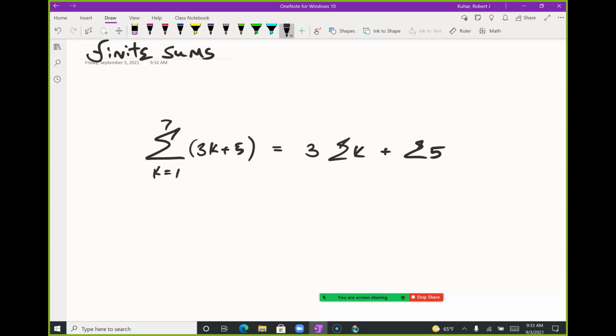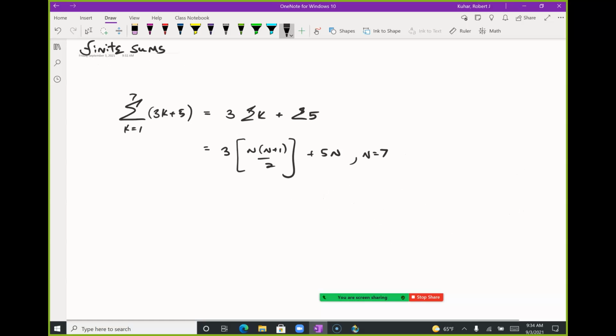And what's our formula for k? It's n times n plus 1 divided by 2. And our formula for the sum of 5 is 5n. And of course, we're going to allow n to be 7, right? So I get 3 halves times 7 times 8 plus 35. Is that okay that I skipped a couple steps there? Is everybody following me? Yes.